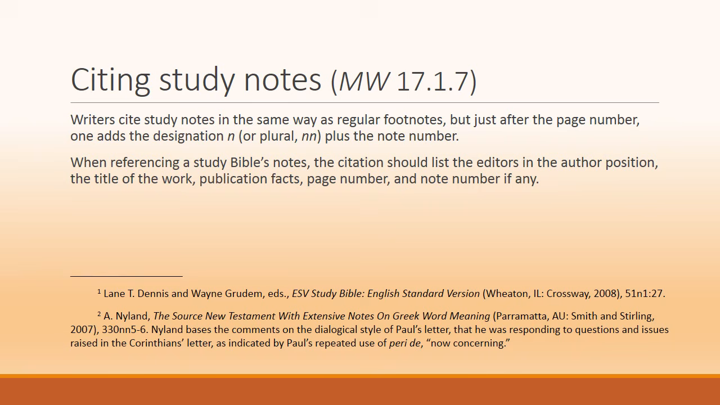Well, how does one cite study notes, such as notes on the bottom of the page or in the margin of primary sources like the Bible and many classical and literary sources? Well, writers cite study notes in the same way as regular footnotes, but just after the page number, one adds the designation n, or plural nn, if referring to multiple notes, plus the note number. When referencing a study Bible's notes, the citation should list the editors in the author position, the title of the work, publication facts, page number, and note number, if any is given.